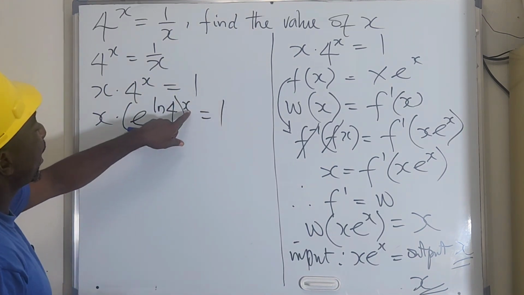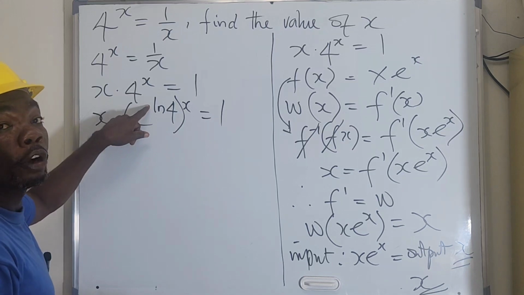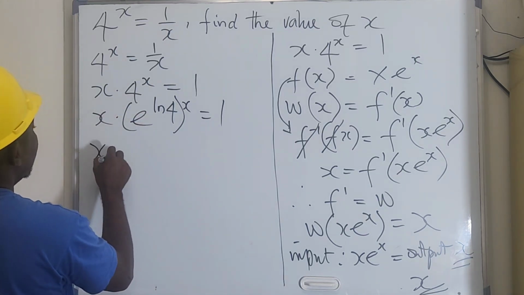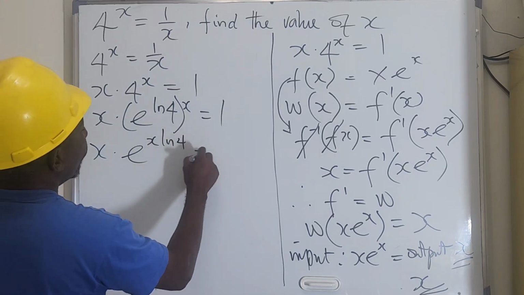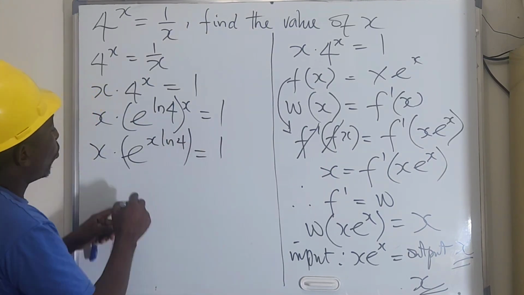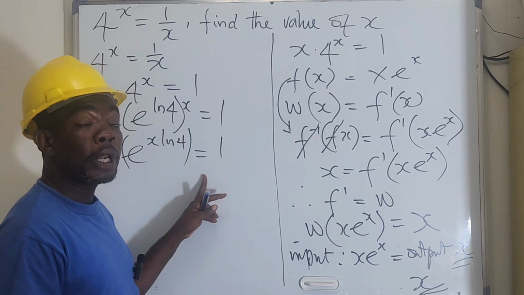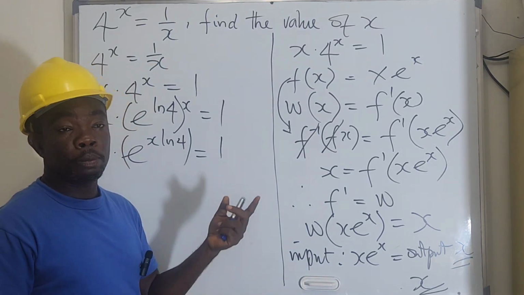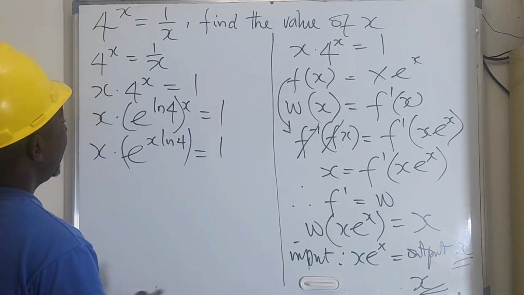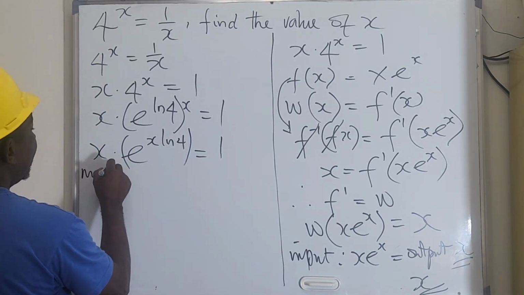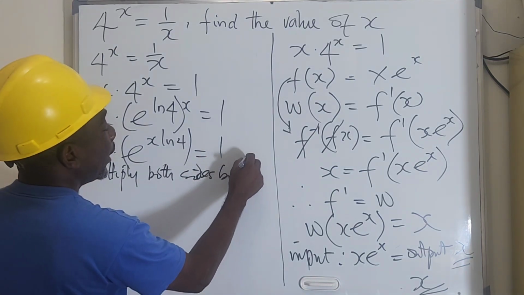In this case, x can come to the front of the ln, and we have x times e to the power of x ln 4 equals 1. So this is what we have now. What we are going to do now is introduce a Lambert W function. But before we do that, we need to multiply both sides by ln 4. So we say multiply both sides by ln 4.